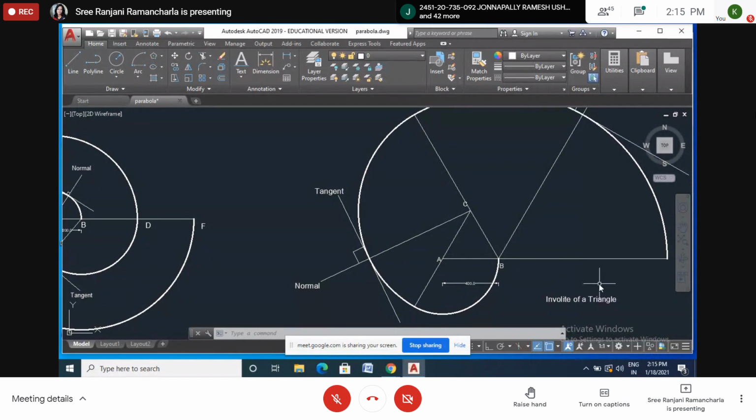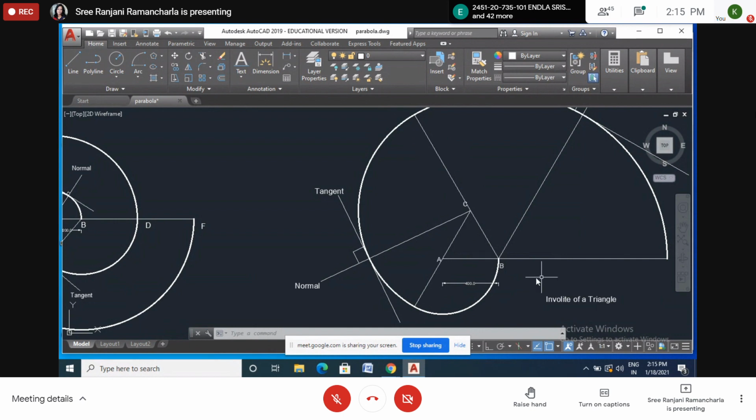Okay. Similarly, how much is this length? 12. Yes, 12, 4 times. So see, B is the center and this point is the radius. That much you have to extend. So after drawing these 3 lines, this one, and this one.